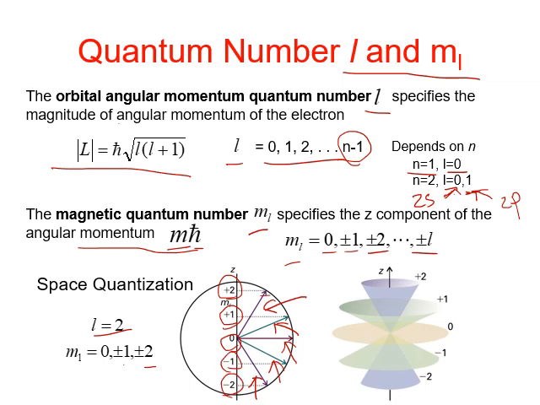And as we discussed before, this can be better represented by cones, like here. So the z components are 2, 1, 0, negative 1, negative 2. So the z component of the angular momentum can be precisely determined, but the x and y components can't be determined.